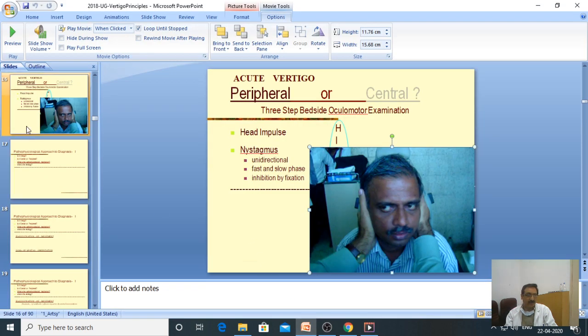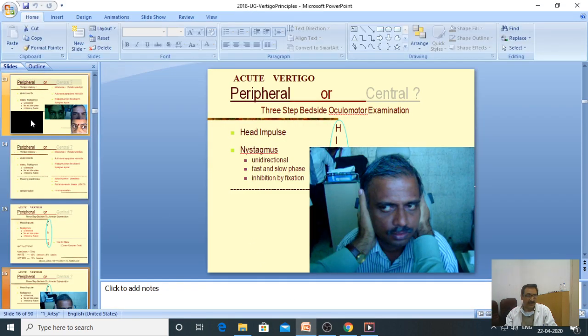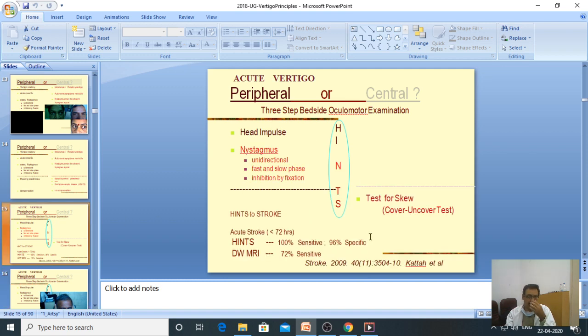So it hints to stroke, we talked about it. Remember this, hints to stroke, important slide for you, often an MCQ on that.